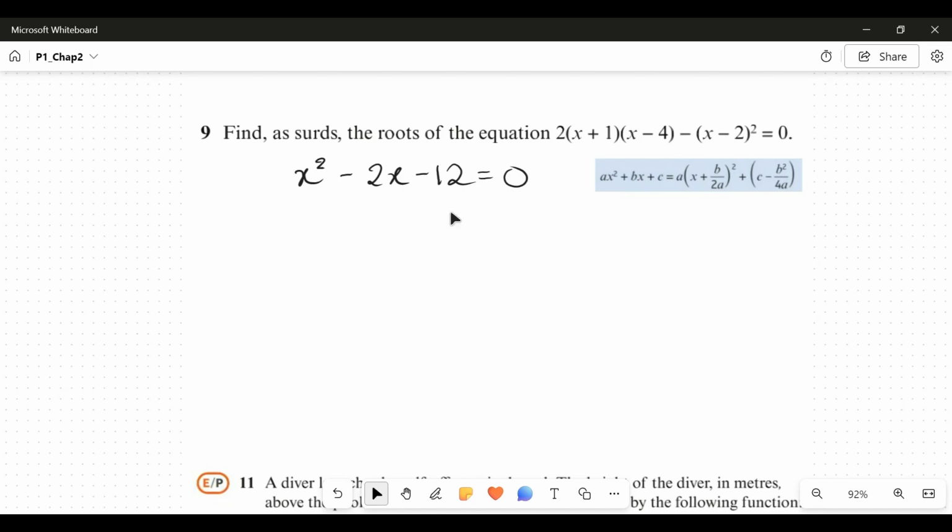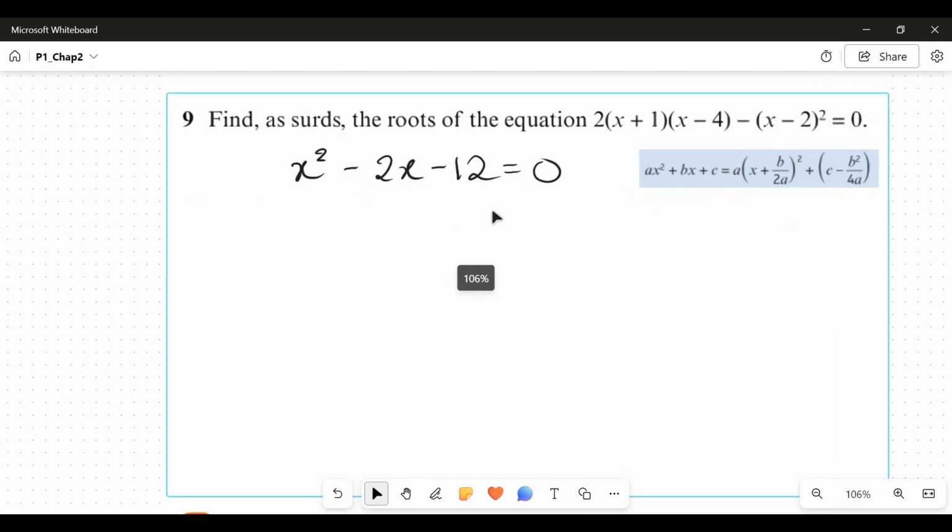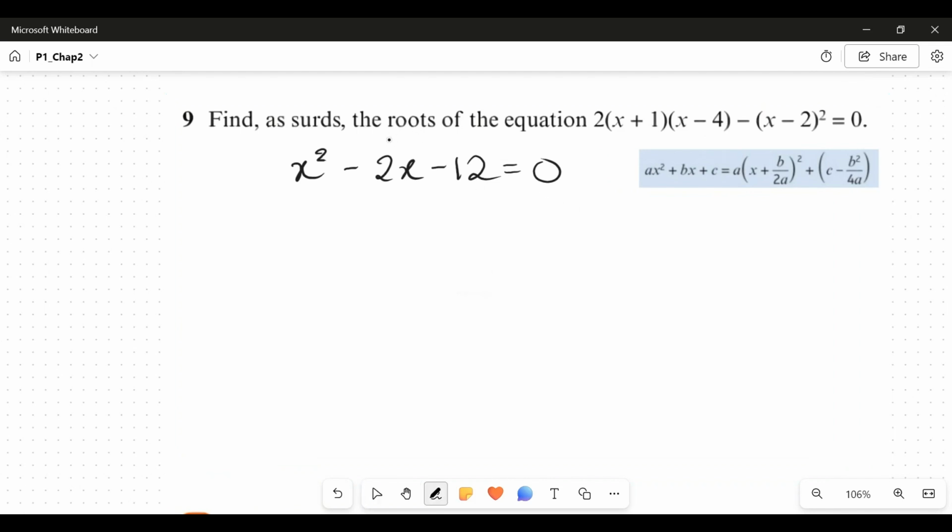Now, the next part, of course, is that we have to find the roots, and to find the roots we need to use the quadratic formula, and I've brought the quadratic formula right over here. So what we can see from this is that the value of a, because there's nothing here, means there's a 1. So the value of a is 1, the value of b is minus 2, and the value of c is minus 12. So we're going to use those values in the quadratic formula.